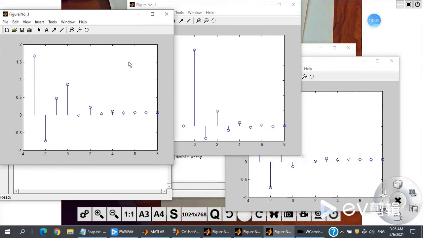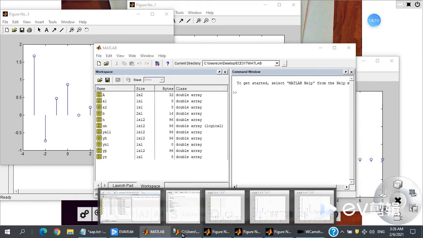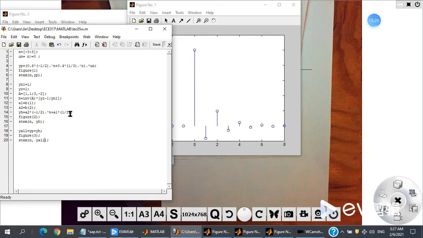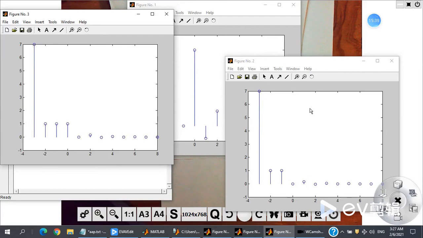And the initial condition should be 1 and 1, right? Am I good? There's something wrong. Oh, here I missed the dot, the power. Alright. Okay. Let me run again. F5. Alright, now it's good.